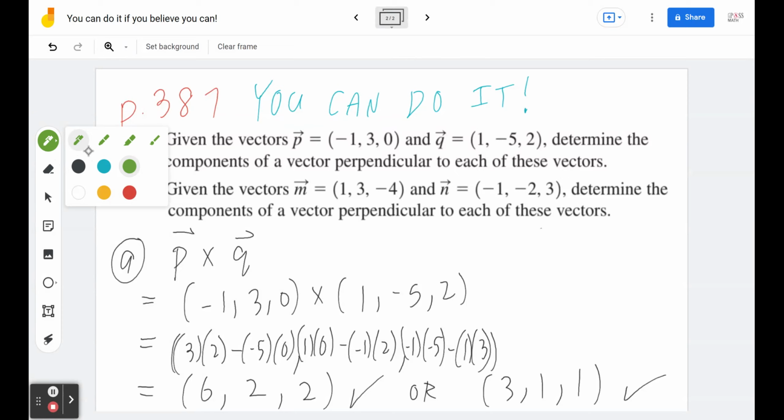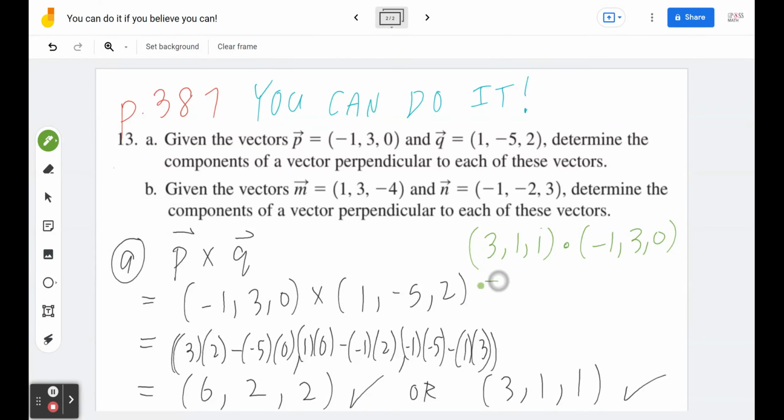Let me switch colors for you. Take the answer, dot it to one of the vectors. You should ideally double check for both of them, of course. If I just double check with the first vector, look what happens. 3 times -1 is -3, plus 1 times 3 is 3, plus 1 times 0 is 0, and the dot product is going to be 0. Because the dot product is 0, they're perpendicular. You can do the same thing by double checking with 1, -5, and 2. So there are infinitely many answers in terms of a vector perpendicular to each of these vectors, and I've demonstrated 2 of them.